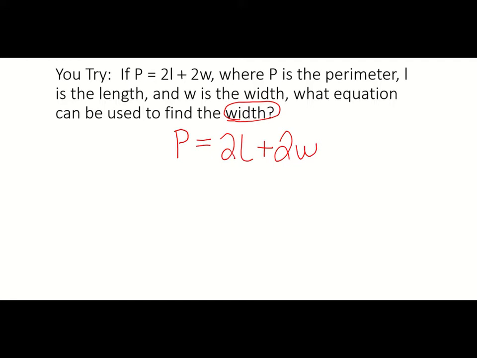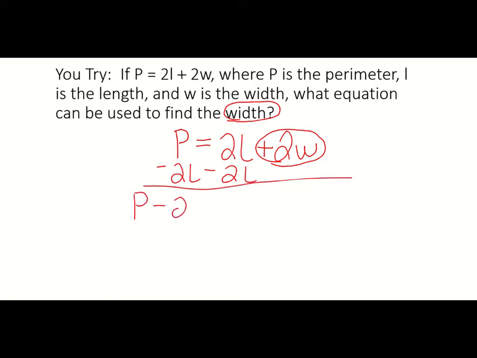So it wants me to rearrange this formula to solve for W. So what I'm going to need to do is start by getting 2W by itself. So I need to subtract 2L on both sides. So I'm going to have the perimeter minus 2 times the length is equal to 2W. And then since I just want to know what the width is, not twice the width, I'm going to need to divide both sides by 2.